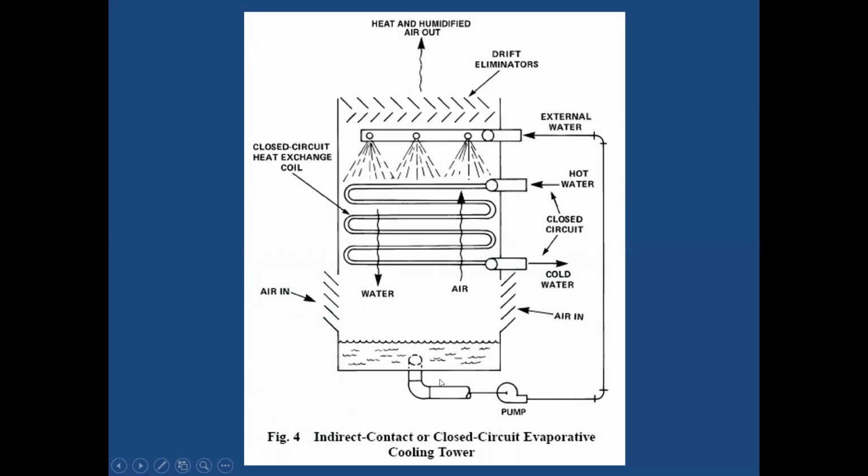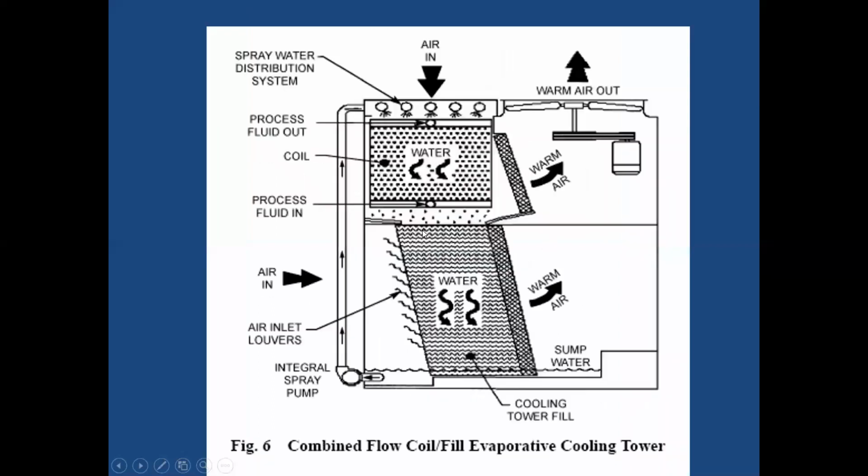So again, the cold water is collected in the sump. Simultaneously, the water takes up heat from the condenser fluid or condenser cooling medium, and the air takes up heat from the sprinkled water. So this happens, and with the help of a pump, it again recirculates. So this is a generic diagram of an indirect contact type cooling tower. There is a water distribution system as well as the piping systems.